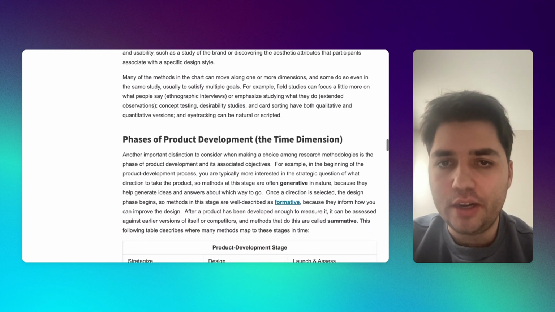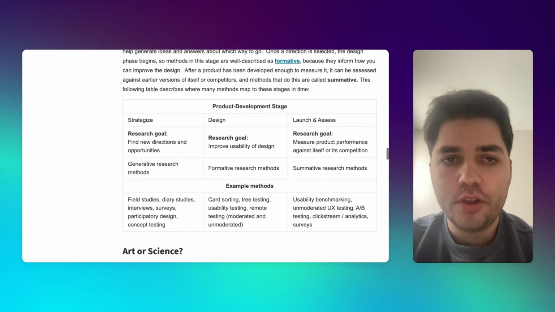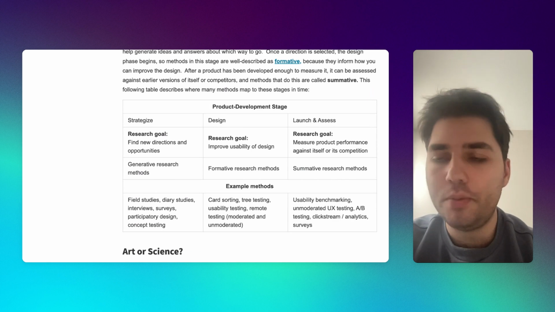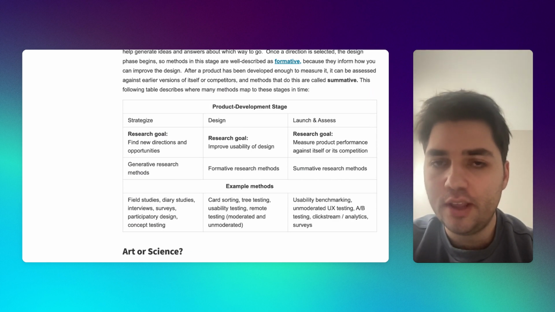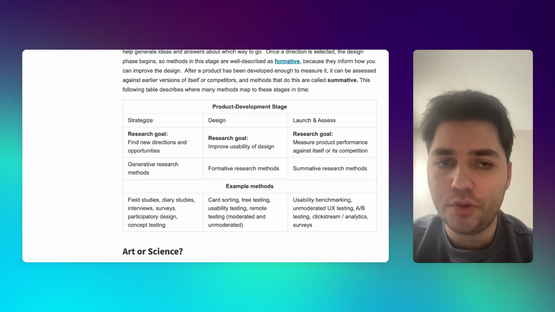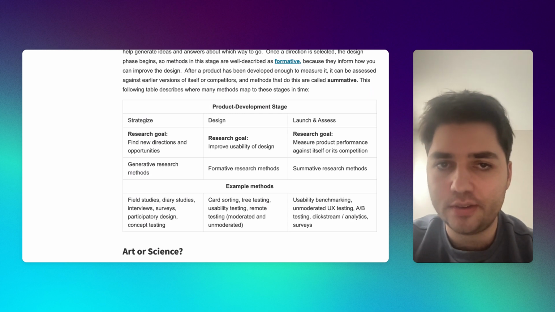Going into phases of product development, this is important to know what kind of research you are conducting. If you are at the strategize phase of product development, you're going to be doing generative research methods. Oftentimes you would be using field studies, diary studies, interviews, potentially surveys or participatory design, or concept testing.